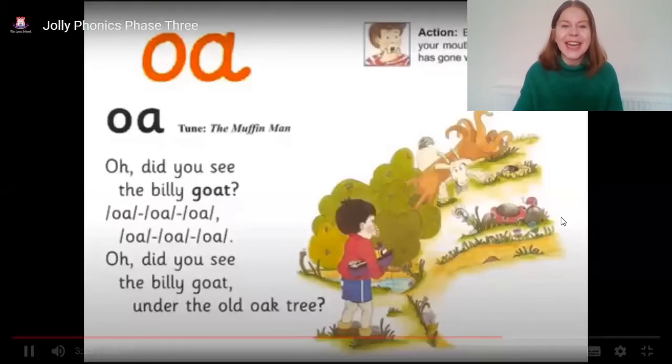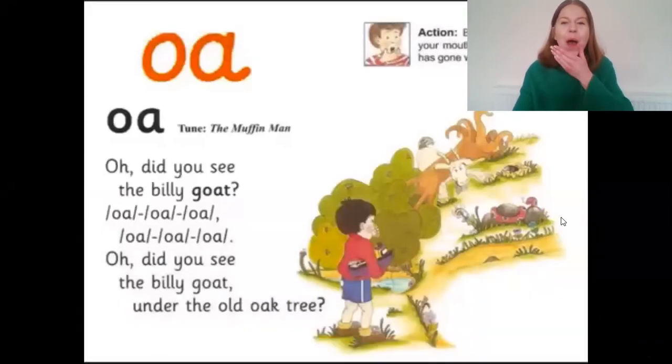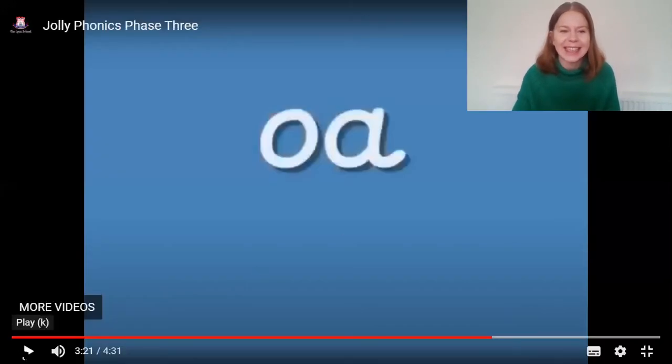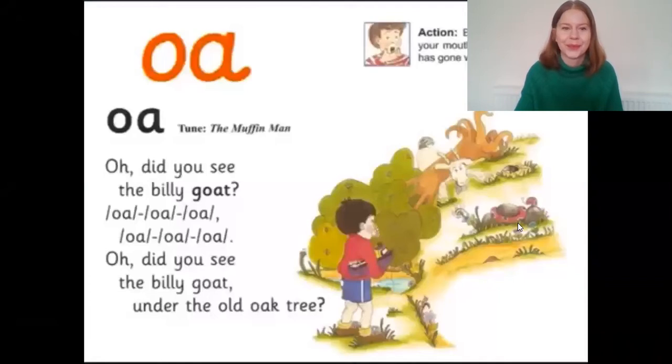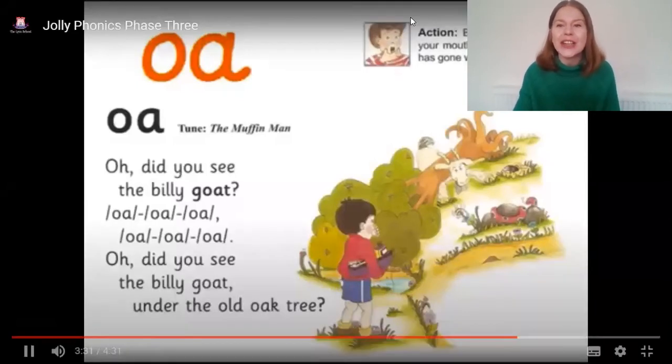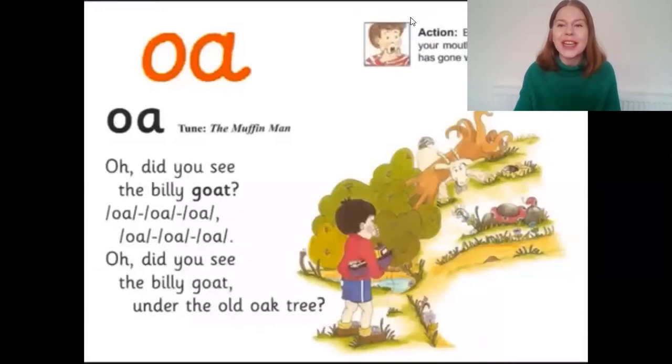Oh, did you see the billy goat? Oh, oh, oh, oh, oh, oh, oh, did you see the billy goat under the old oak tree? Let's sing that again. Oh, did you see the billy goat? Oh, oh, oh, oh, oh, oh, oh, did you see the billy goat under the old oak tree?